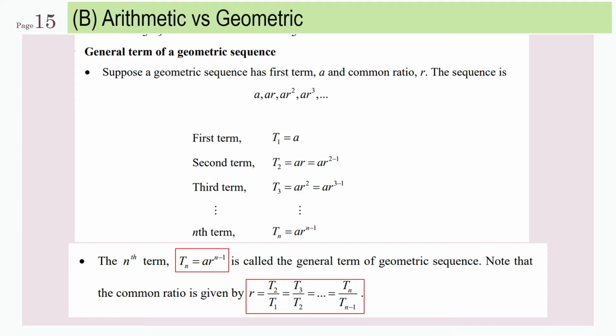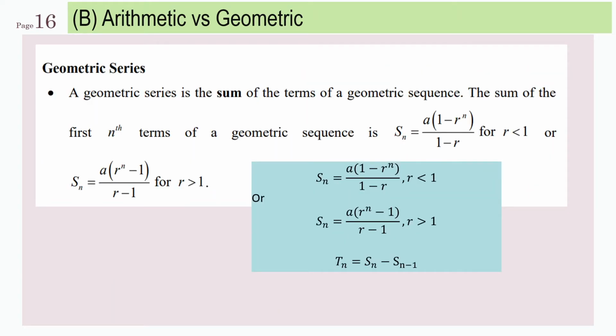And then for the general term, because it is a ratio, we use the letter R to represent the ratio, and our first term is still A. The first term starts from A, the second term is multiplied by R, and the next term is multiplied by R squared. So the general term is Tn equals AR to the power n minus 1. And the common ratio is T2 over T1 and so on.